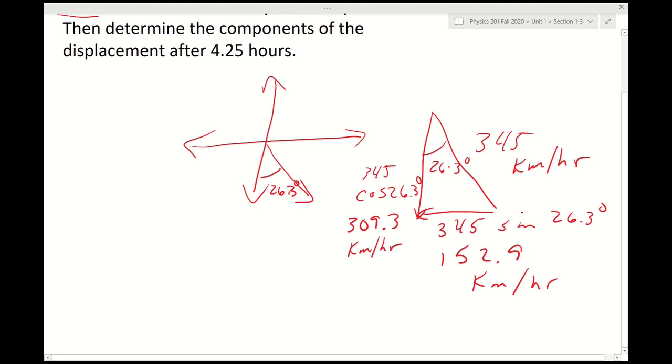So we could, in fact, write the resultant vector, in this case a velocity, using our x and y notation that we would have, 152.9 I plus 309.3 J kilometers per hour.